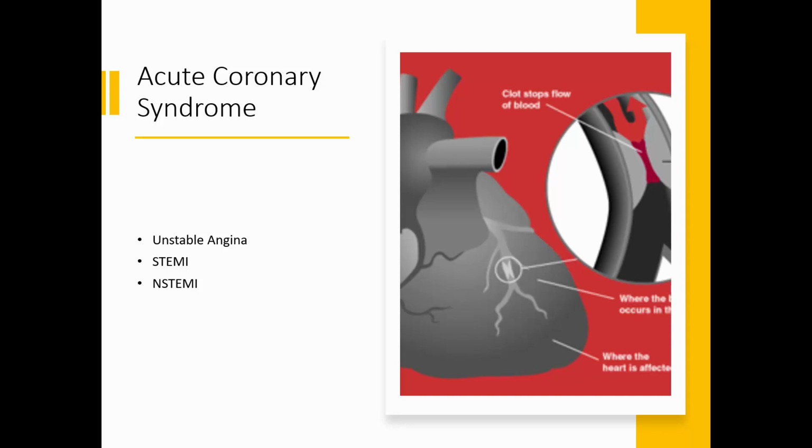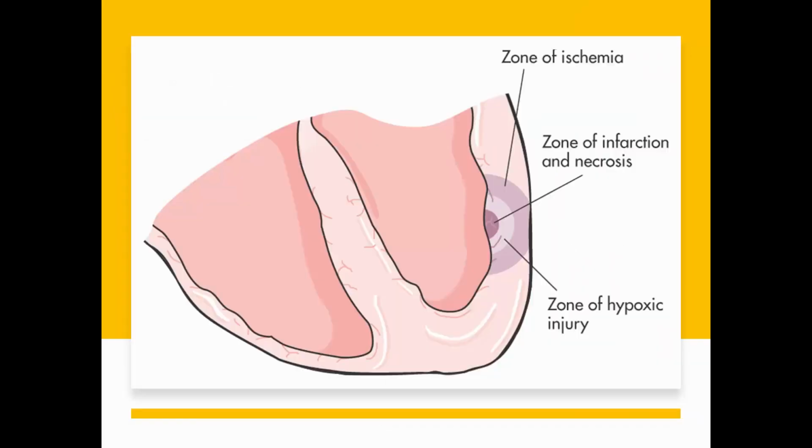So what you have to realize is your whole goal in someone who's having an acute coronary syndrome is you want to increase the circulating oxygen to stop the progression of tissue death. That's your whole goal. So when you're thinking about an MI, some things you need to look at.